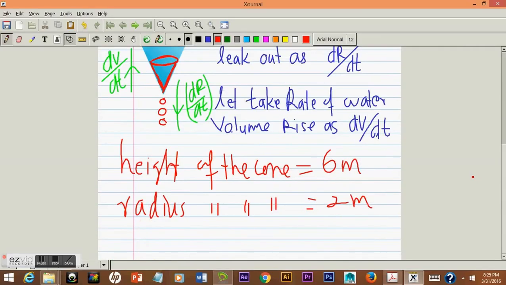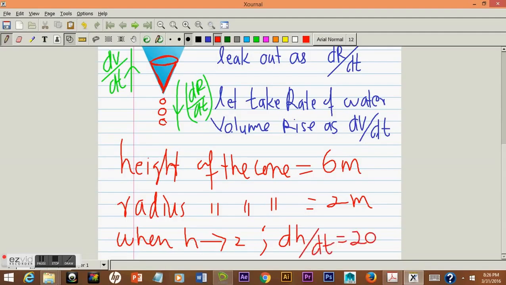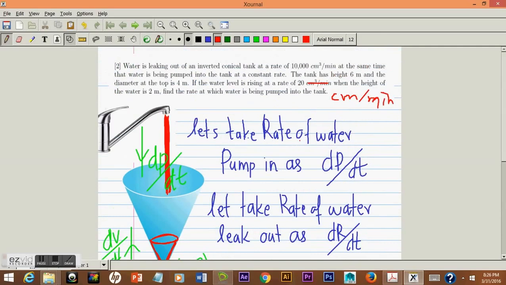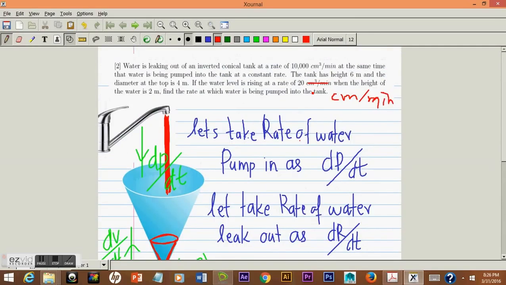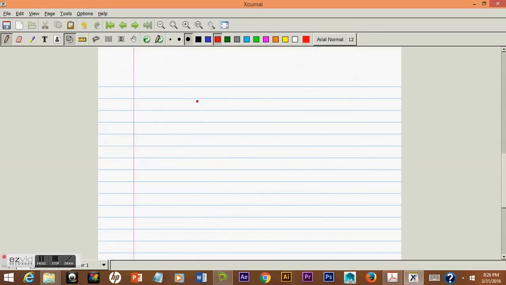Then we have to consider another important piece of data, dH by dt, when h becomes 2 meters. The dH by dt, the rate of increase of the water level, it's not dr, sorry, we have to take it as dH by dt, the rate of increase of the water level, which is 20 centimeter per minute. This is the mistaken value we have marked here, 20 centimeter per minute. We have to mark it out.